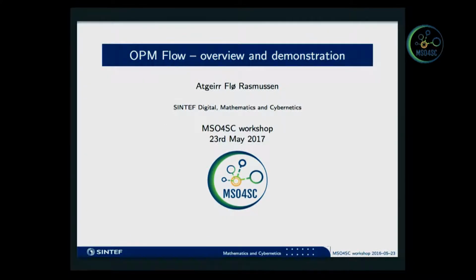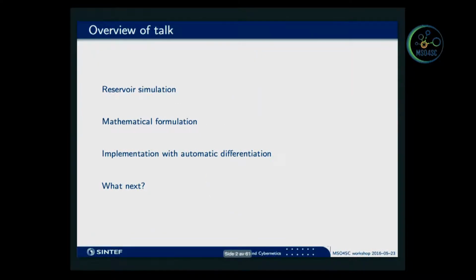I'll give an overview and brief demonstration of OPM Flow and also a little bit about ResInsight. So first I'm going to talk about reservoir simulation in general. Then I'm going to show you the mathematical formulation, and some of you might choose to turn on your screensavers at that point. I hope to carry the rest of you through. Then I'll discuss how we have implemented this using automatic differentiation, and then a brief what's next.